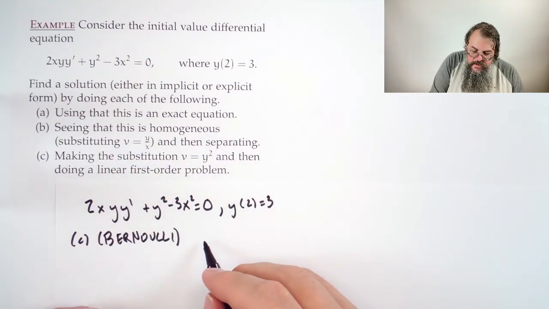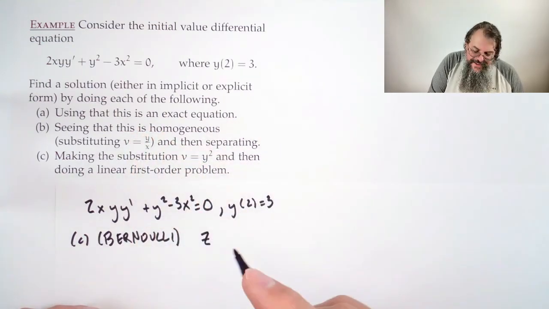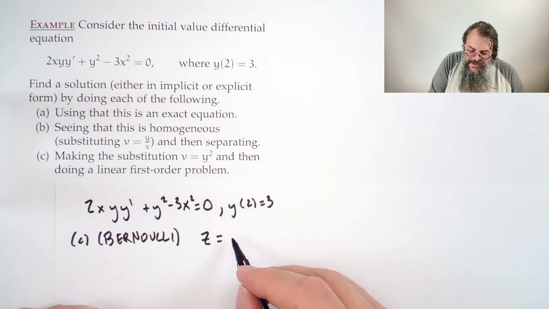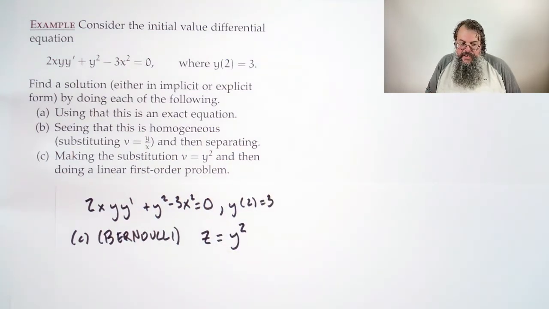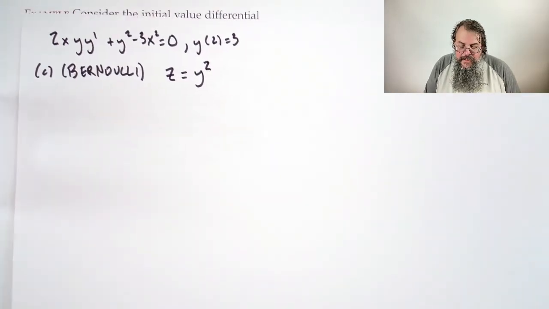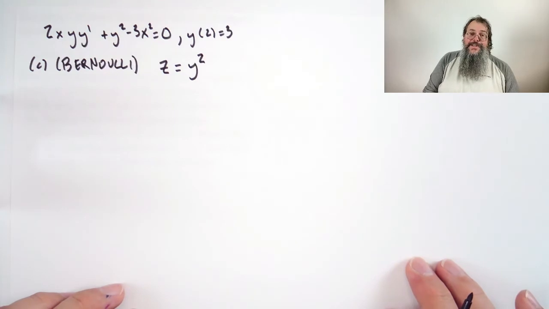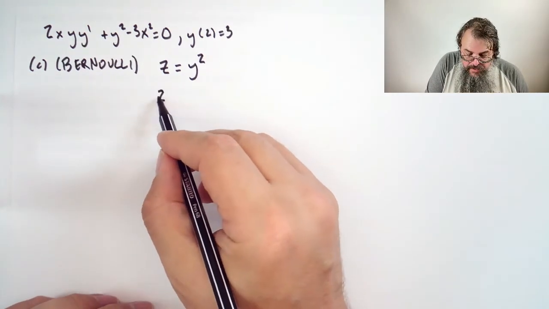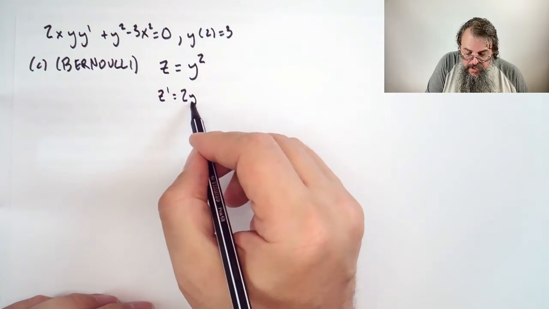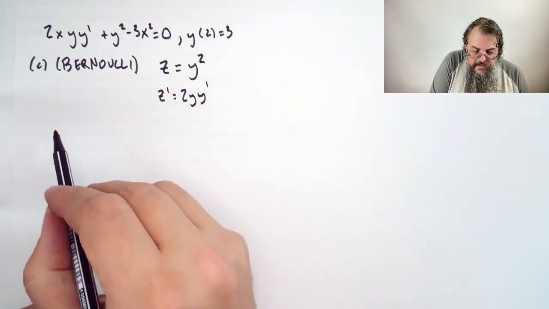So we're doing a Bernoulli, and I've been using z's instead of v's. We'll still continue to use z. Why not? Force of habit. Okay, z equals y squared. We'll move this up. We know what the answer is. We just have to enjoy the journey to get there. So we get z prime equals 2y y prime. And wow, that's very convenient for us.